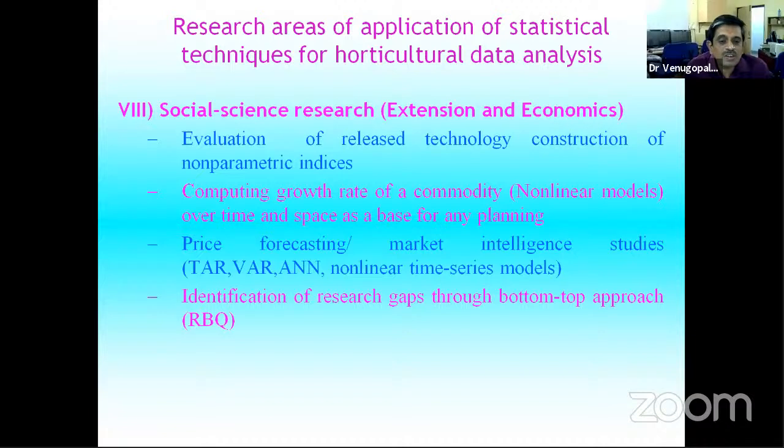Then the last one, what I want to say is identification of research gaps through a bottom to top approach. That is the rank based quotient approach. There is one very good paper I did with our extension scientists. It precisely says, based on several parameters evaluated by the extension researchers as asked to the farmers, which is the top priority that needs to be given for research in a university or in a research organization.